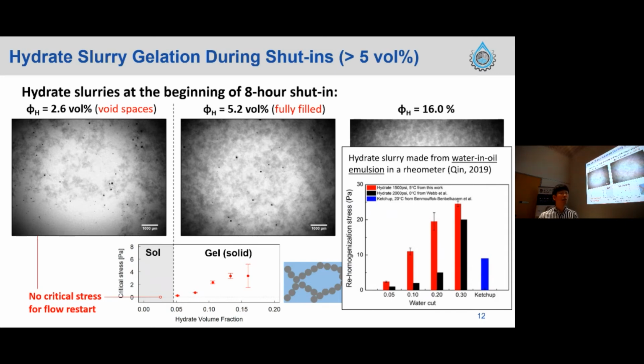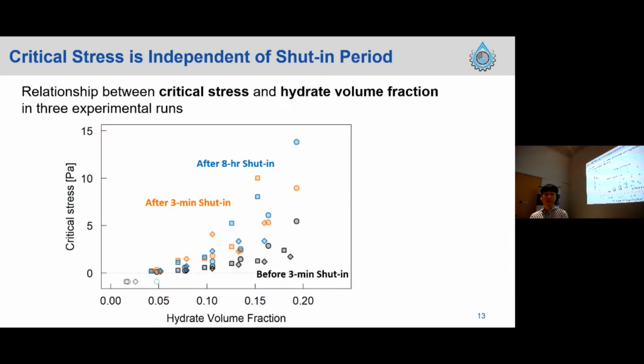This is data of hydrate slurries made from a water-in-oil emulsion in a rocking cell. In this case, the yield stress was observed only at 5% of initial water cut. And this is the relationship between critical stress and hydrate volume fraction. Overall, critical stress increased with an increase in the hydrate volume fraction.